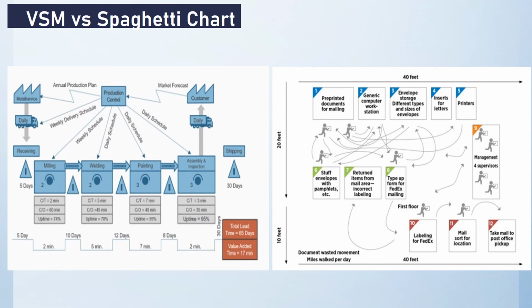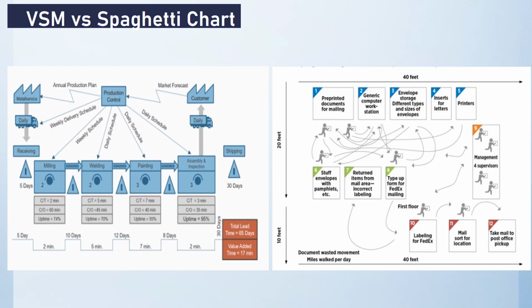There is a difference. There is the spaghetti chart. You can see it on the right side. It is similar to value stream mapping. Spaghetti means it gives a noodles type of appearance. So it also conveys material, information, and resource flow. So all these flows are mentioned in this spaghetti chart. So this is similar to value stream mapping.